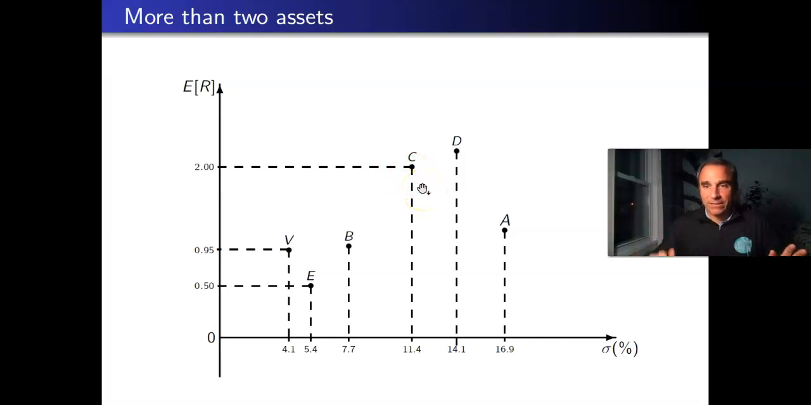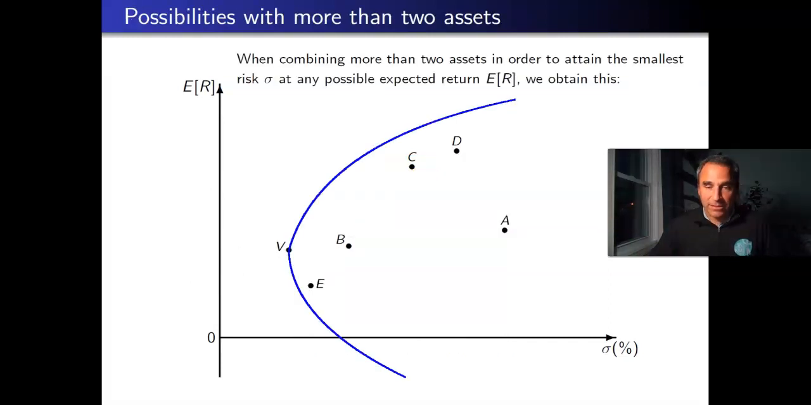Suppose you have many assets to invest in, all the assets here. When you combine all the assets in all possible ways, there is a frontier which is the best combination of risk and return you can achieve. So what is this? For a given level of risk, the blue line here gives the maximum expected return I can achieve by mixing all these assets in all possible ways.